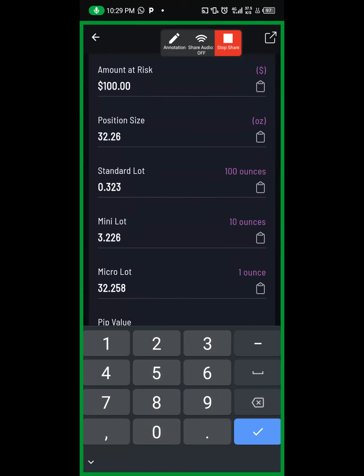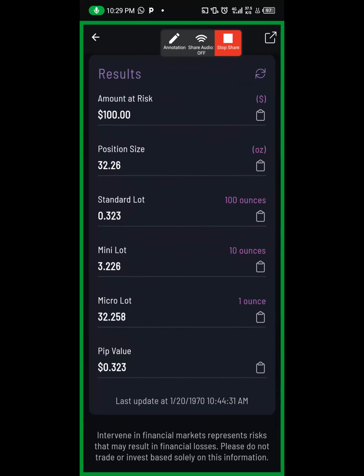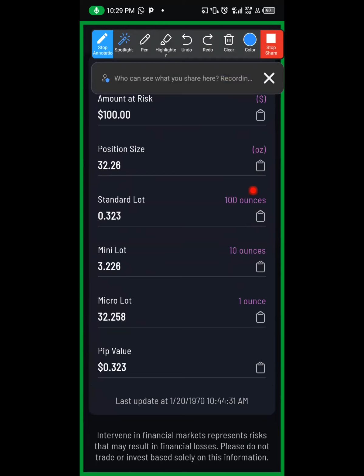Then your standard lot. You always focus on standard lot. Look at the standard lot, guys. Can you see it now? This is what you copy. This is what you need. So it says standard lot 0.323. So if you're using a $10,000 account, this is what it means. Let me show you what it means.